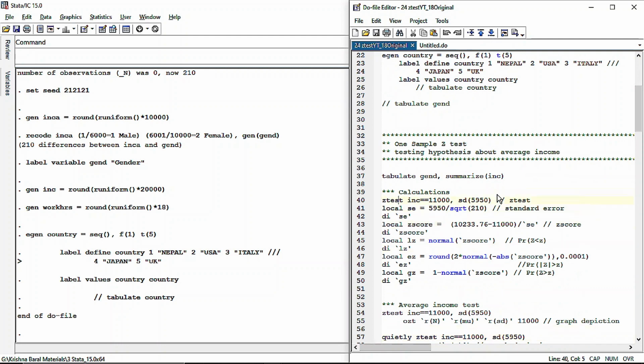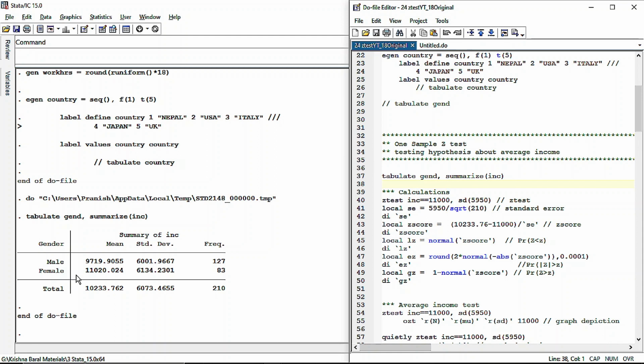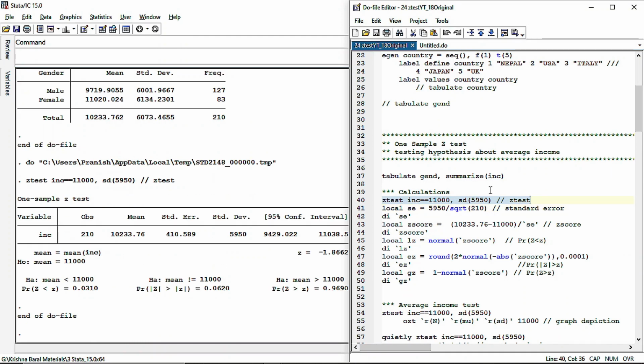Let us see the variable called gender, and let us summarize the income across gender. The average income is 10,233.762, and we want to test the hypothesis that the average income is 11,000. This is our null hypothesis, and the standard deviation of the population is 5,950. We want to perform the z-test. This is a two-tailed test, and we will give the information on the two-tailed as well as the left-tailed and right-tailed test.